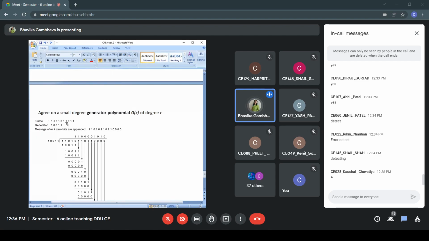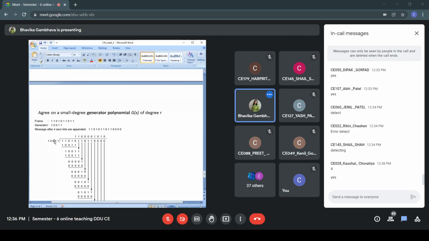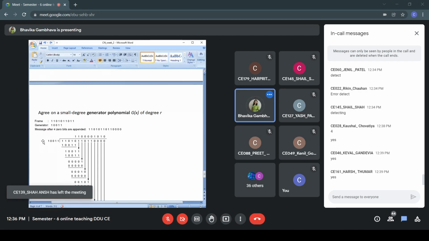The frame means the data which we want to send. We have written our data here, and then 4 zeros are written here. And then this is the generator polynomial. Is it clear so far? Okay.